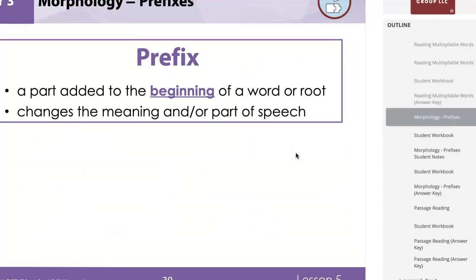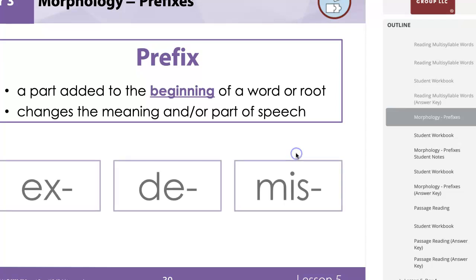Alright. Now, a prefix is a part of speech that's added at the beginning of a word. And it changes the meaning of a word, and it can sometimes change the part of speech of a word. And we've actually been working with prefixes a lot this year so far. Okay, so here are the 3 prefixes that we're going to be working with today. Everyone say ex, de, mis.